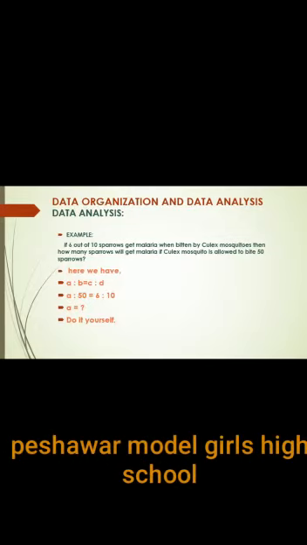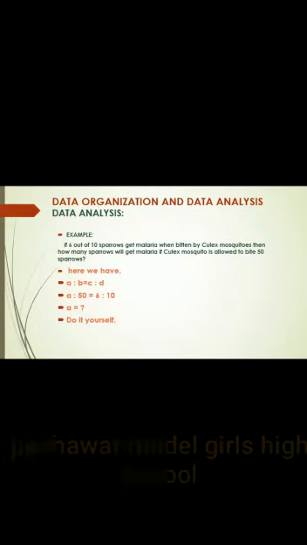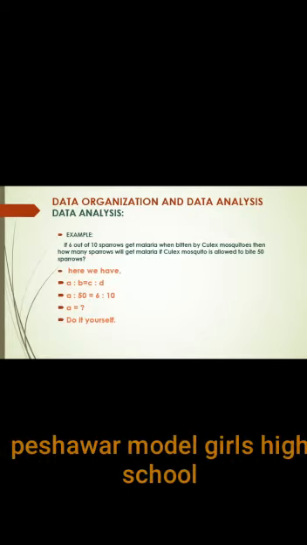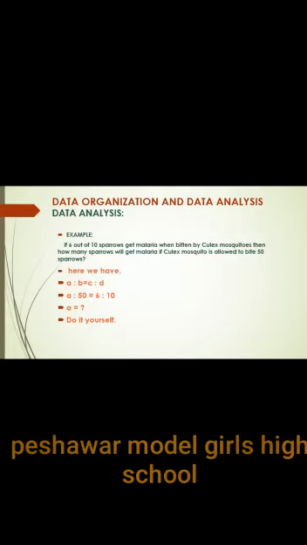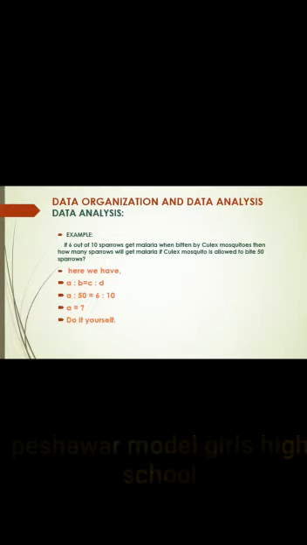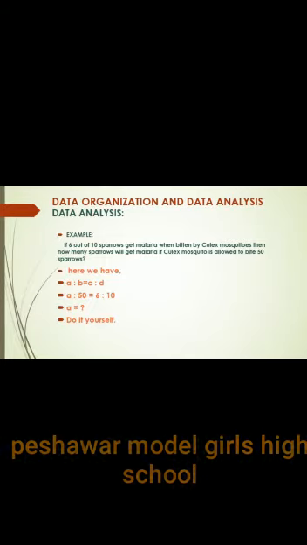Here we have another example. If Culex mosquito is allowed to bite 10 sparrows, out of which 6 sparrows get malaria, then how many sparrows will get malaria if Culex mosquito is allowed to bite 50 sparrows? Here you are given the formula to put values in, and you have to solve this problem by yourself.